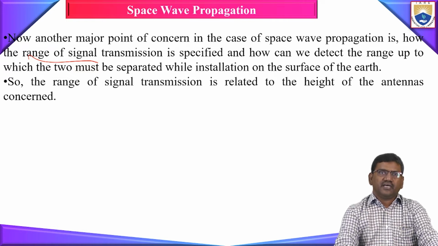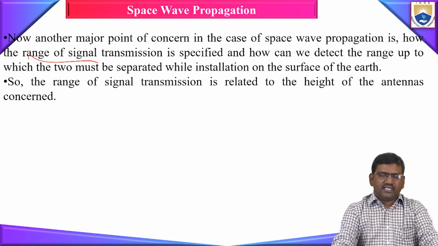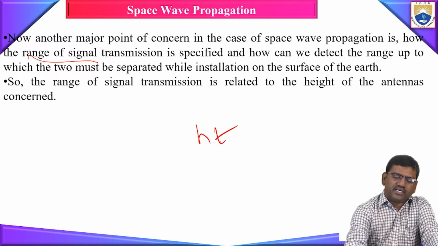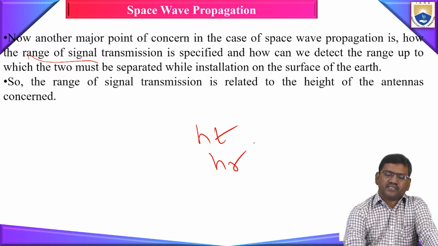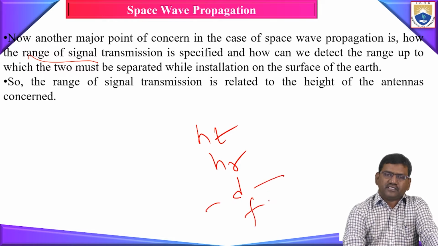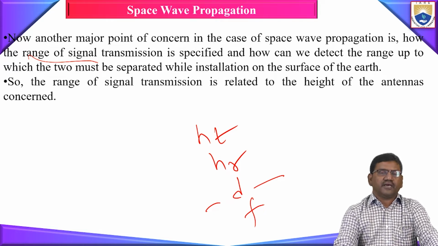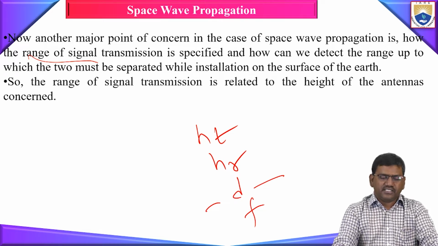The range of communication, or the range of signal transmission, depends upon three things. One is the height of the transmitting antenna. The other is the height of the receiving antenna, and also the distance of propagation and the frequency. It depends upon what type of signal we are going to send at the transmitting antenna, whether it is a low frequency signal or a high frequency signal.